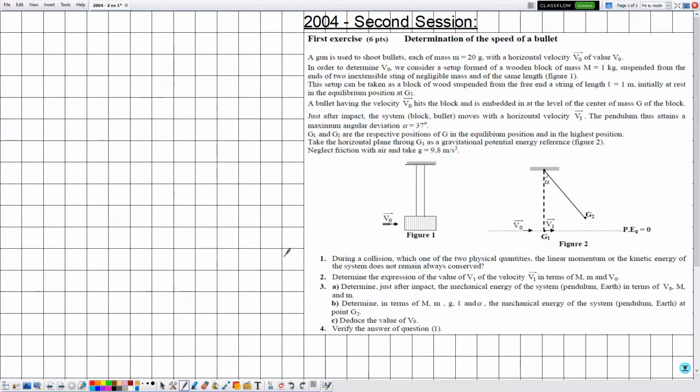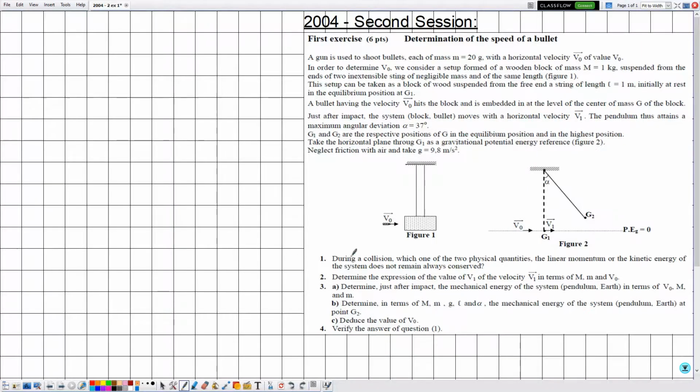Okay, hello everyone, in a new video. In this one we are going to solve an exercise related to mechanics in the chapters of energy and linear momentum. This exercise was a previous one in the Terminal LS exams 2004, second session, first exercise. The title of this exercise is Determination of the Speed of a Bullet.